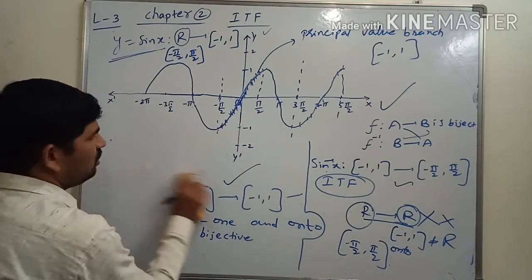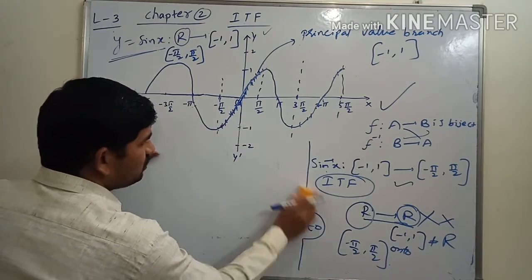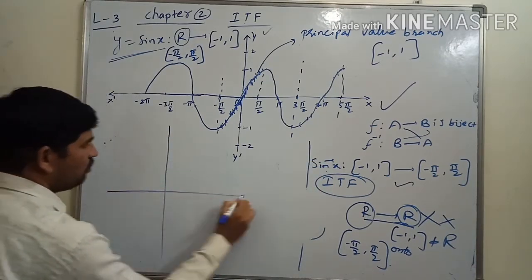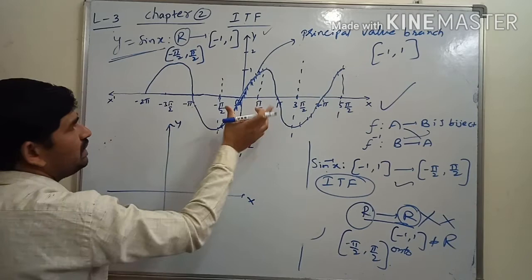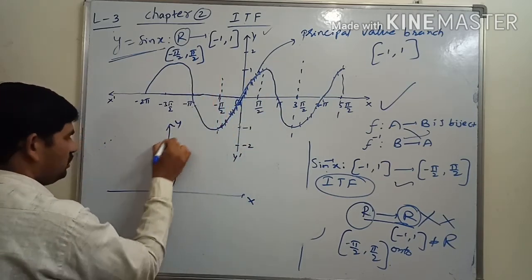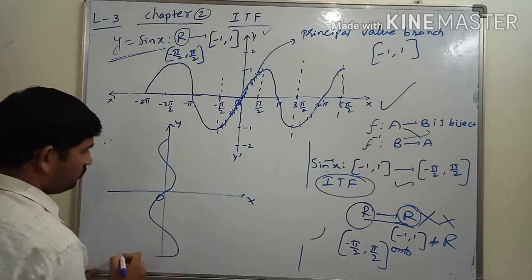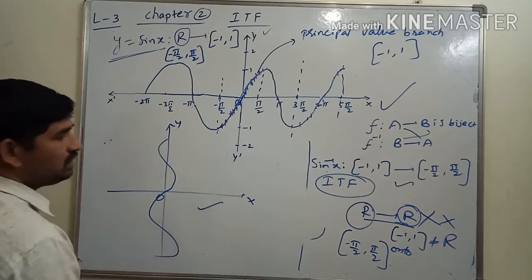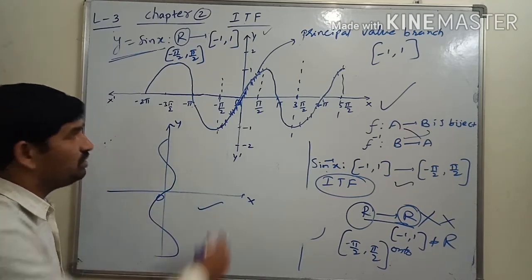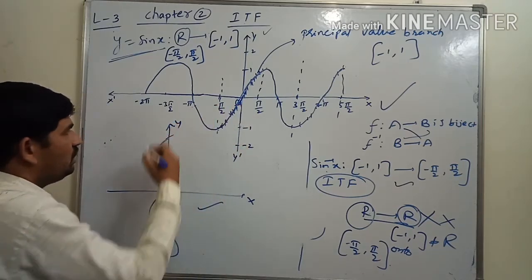If we take the graph of the sine function, then the graph of the sine inverse function will be like this. It will just be rotated, like this. This is the graph of the sine inverse function, which lies totally along the y-axis.